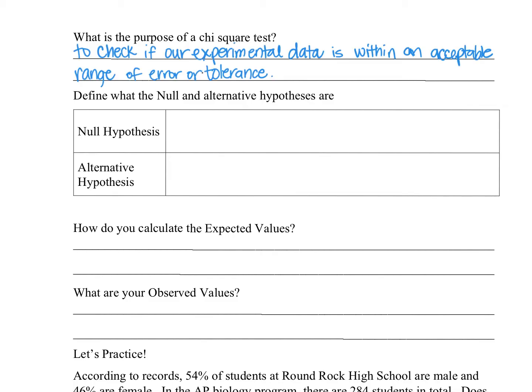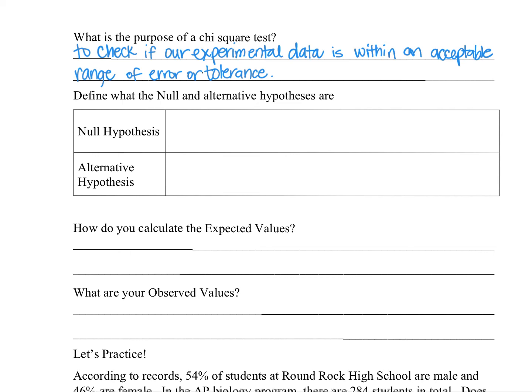So when we evaluate data, not only are we going to look to see if there's any relationships or if there's a difference of the data between a control and experimental group, sometimes we even go in to check, is the experimental group's data acceptable or within an acceptable range of tolerance?